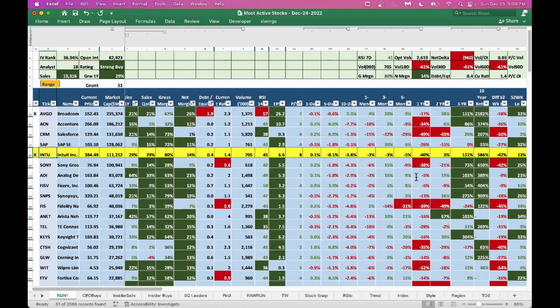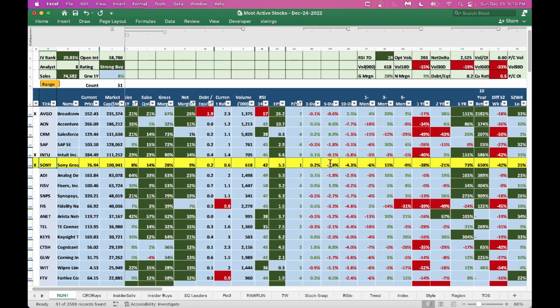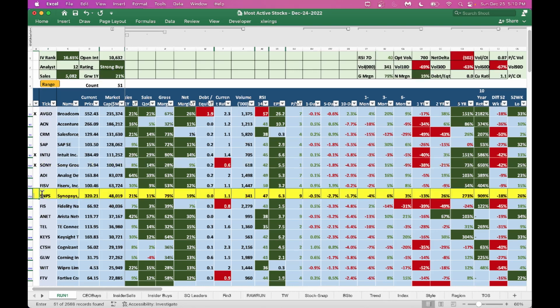And Sony is a great one here. Look, 650% in the last 10 years. I would probably add Sony to my portfolio also. Good one here. And look, we got a few more here. We got Synopsys, one of my favorite companies, has done great. Keeps going. It's a good one here.